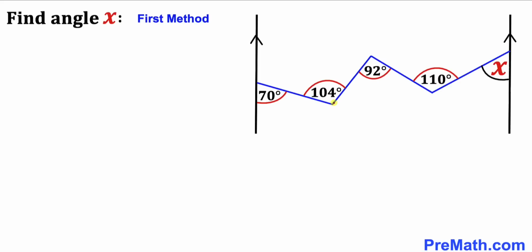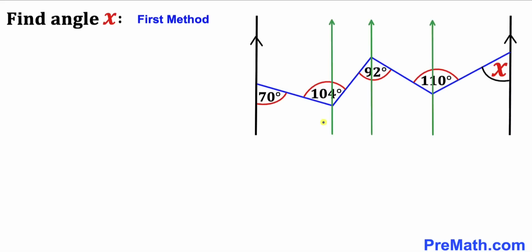Now as you can see, these transversal lines meet at each other at these three vertices. This is one of them, this is the second one, and this is the third one. Now let's draw the vertical lines that pass through these three vertices, as you can see in this new diagram. And we can see all these vertical lines are parallel to each other.